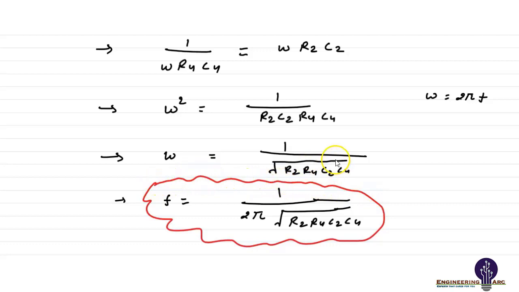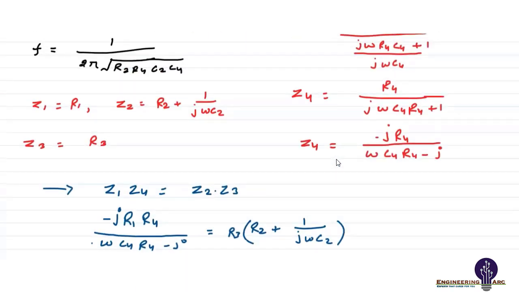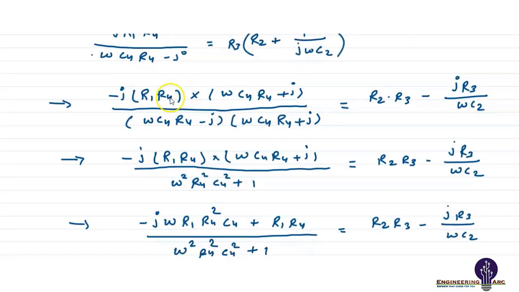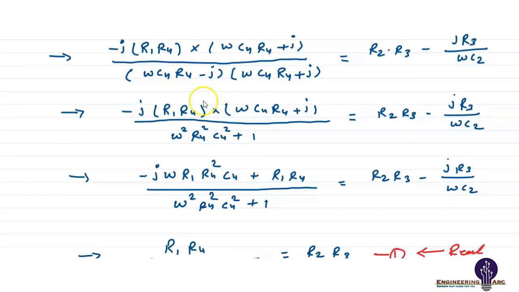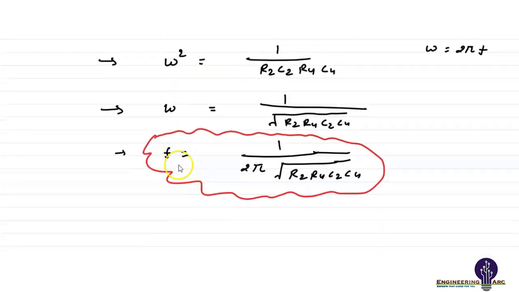So in this problem, what we have to do is apply the balance condition, calculate the value of all the impedances, apply them in this formula, and simply go through the mathematical calculation to find the frequency of the system, which is f equals 1 upon 2 pi square root of R2 R4 C2 and C4.